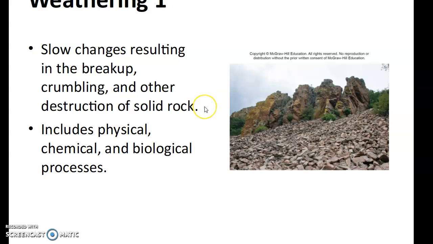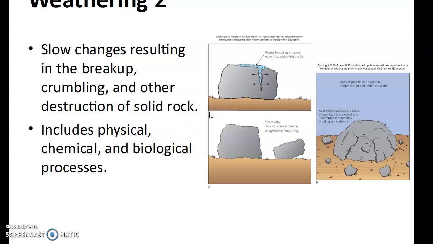You've all seen the rocks that we have alongside the roads in Missouri. You see trees growing out from them. That's a biological process that is essentially causing the rocks to come apart. Now, weathering is slow changes resulting in the break, crumbling, and other destruction of solid rock. If you have a fissure in a rock, as that freezes and thaws, it will force that apart until finally it's just going to be broken off completely.